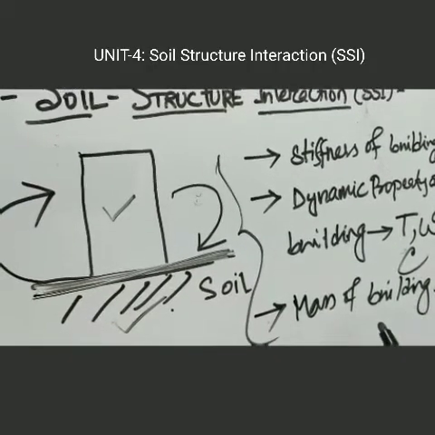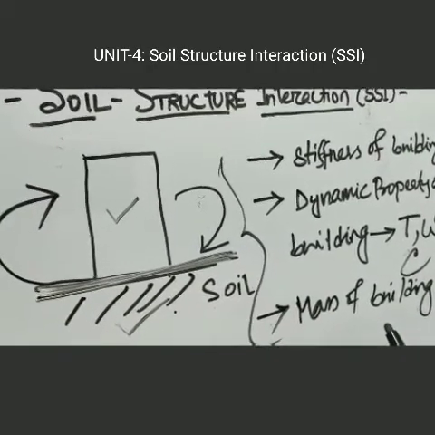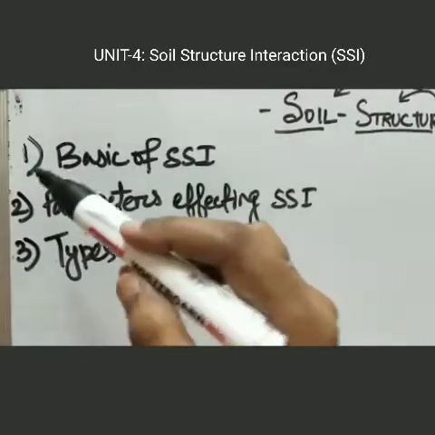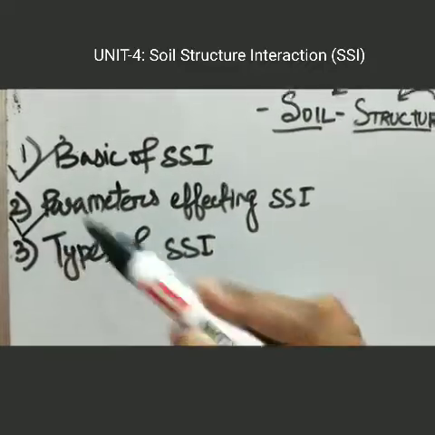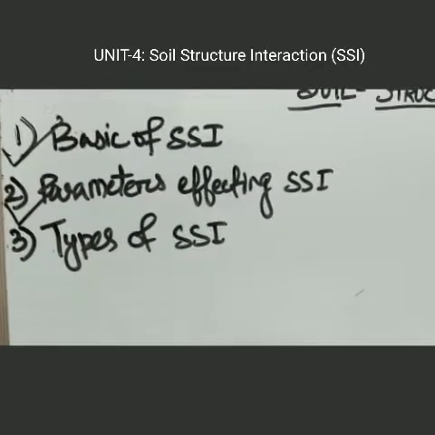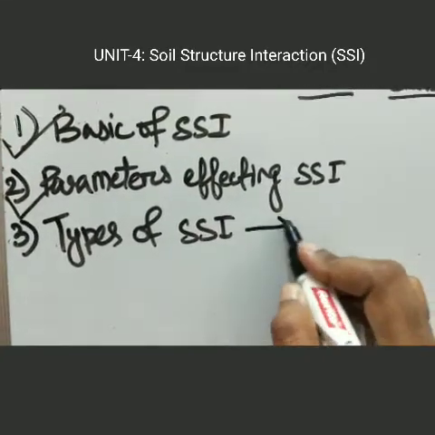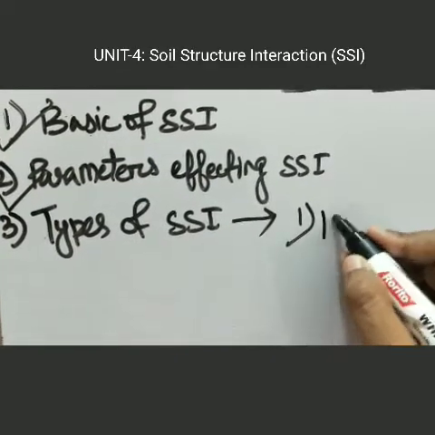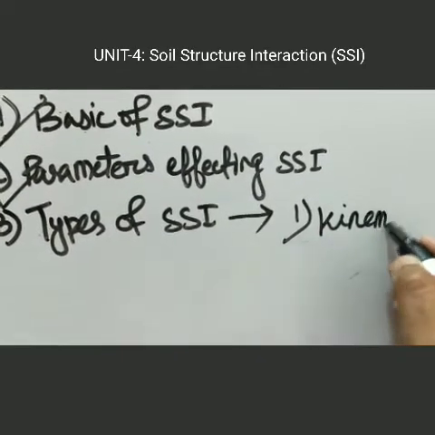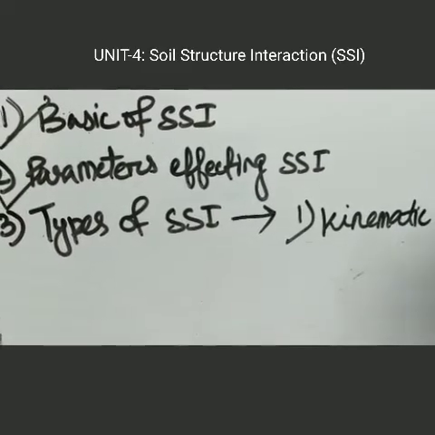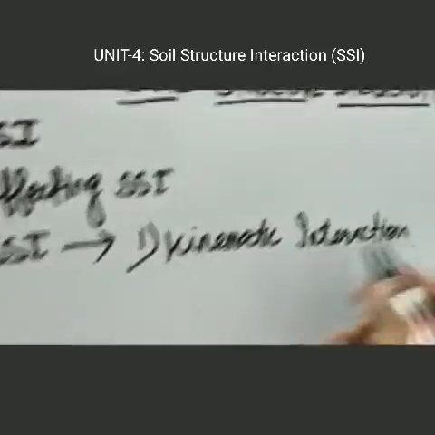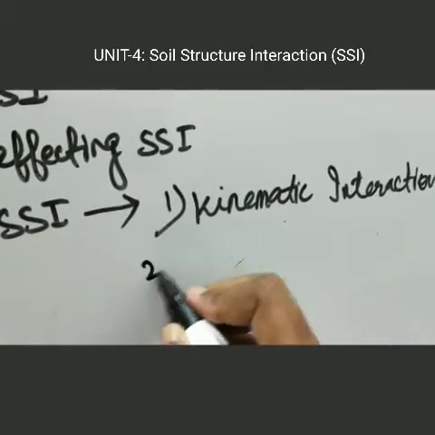Now, what we discussed is what soil structure interaction is and on what parameters it depends, and then we will decide the types of SSI. First objective is fulfilled, second objective is fulfilled, and the third objective is types of SSI. Basically, there are two types of SSI: one is kinematic interaction and the other is inertial interaction.